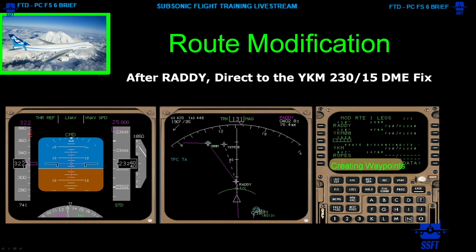Then we're going to get a route modification after RADI. We're cleared direct to the Yakima 23015 DME fix. And so that's a created waypoint, and we put it in just like it sounds. Yakima, Yankee Kilo Mike, 230, we type out 230, and then there's a slash between the place bearing and the distance. So the format that the computer understands is place, bearing, slash, distance.